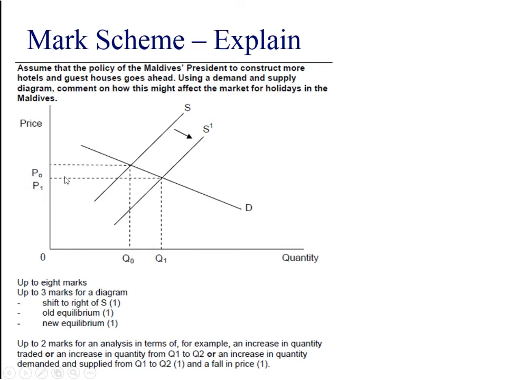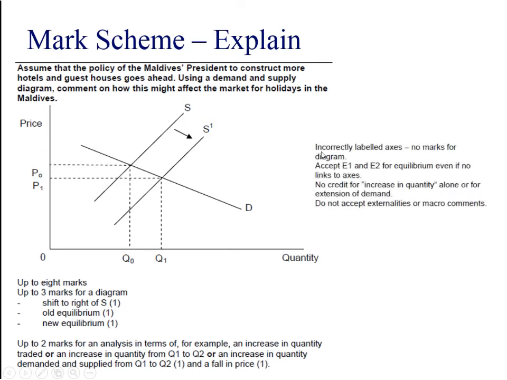I usually label it P1, P2, Q1, Q2, it doesn't matter which way you label it, but just make sure that you're consistent. And it's saying up to 8 marks for the full question, but 3 marks for the diagram, and it breaks down like that. But some additional information here. So incorrectly labelled axes, no marks at all.